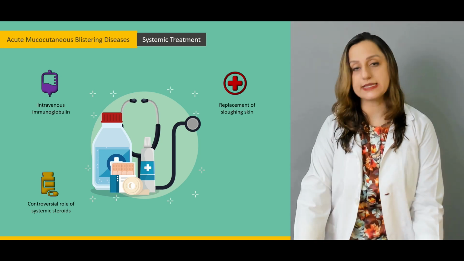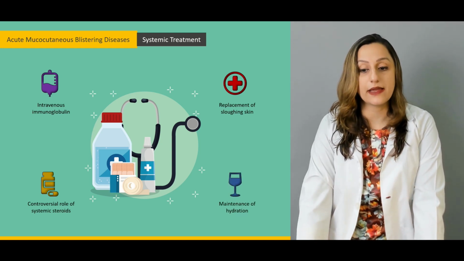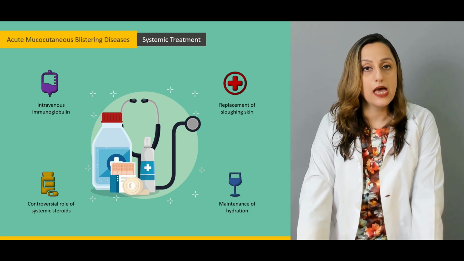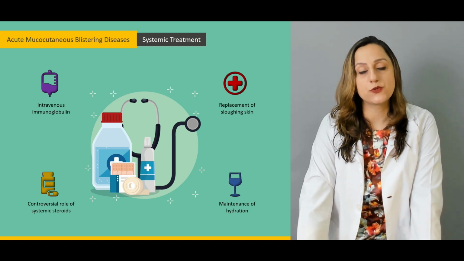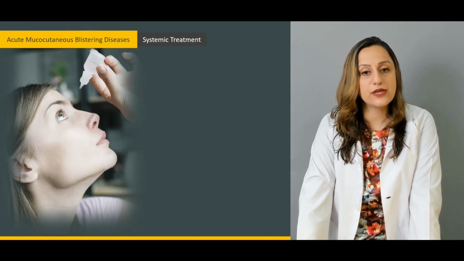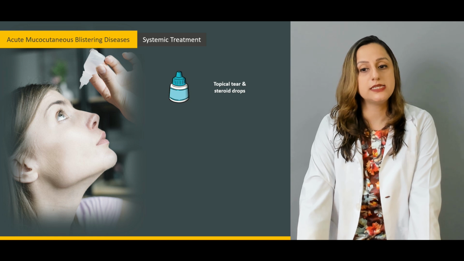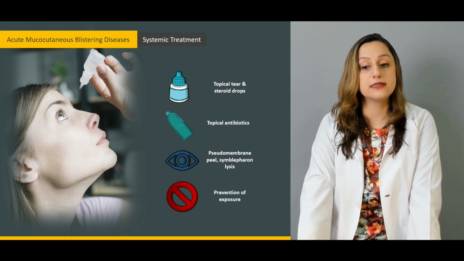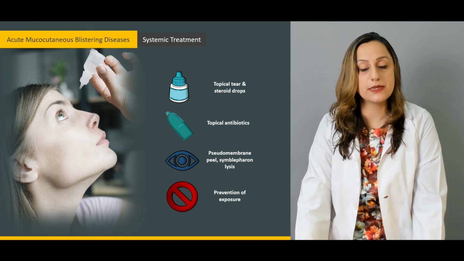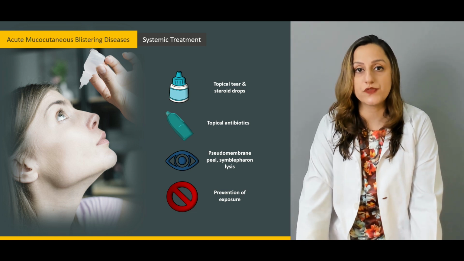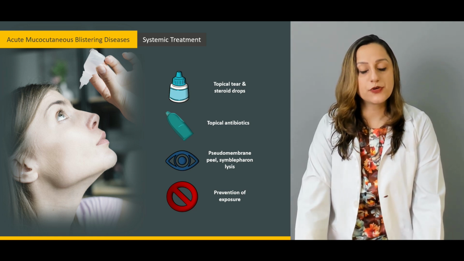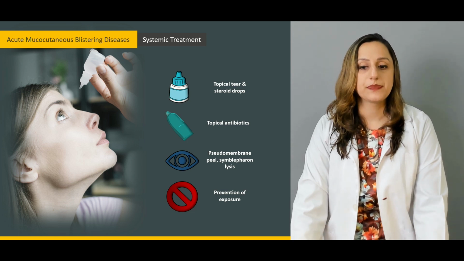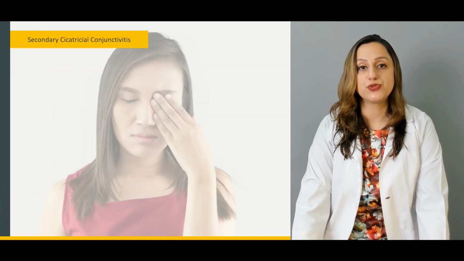The replacement of the sloughing skin, that is the Nikolsky's sign, and the maintenance of hydration. So these would be the typical features that we would be considering whenever we have these patients. The treatment would also include topical tears and steroid drops, topical antibiotics, pseudomembrane peel, and symblepharon lysis. That is the surgical treatment of the symblepharon, which has occurred as a complication over here. Then obviously, the prevention of further exposure to the major agent over here.